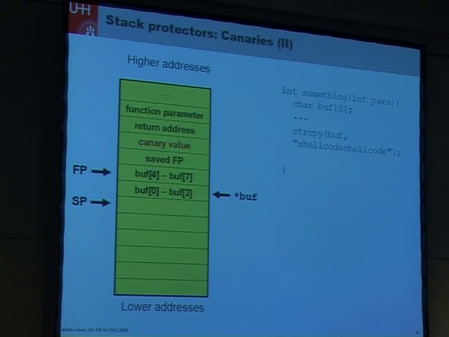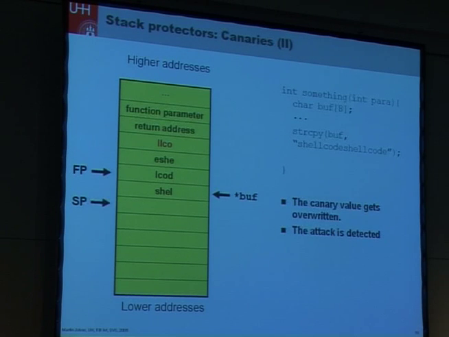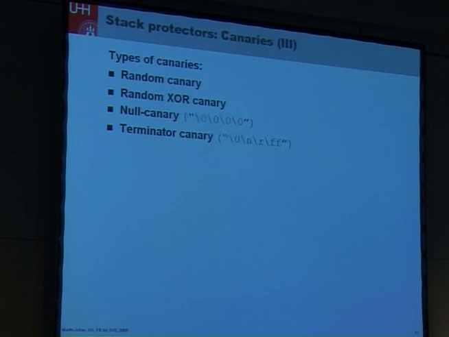And then we have the saved frame pointer and our vulnerable buffer. If somebody tries to copy a shellcode into our buffer and do a buffer overflow, the shellcode is written over the buffer boundaries, and is overwriting the canary value. When we return from this function, the function epilogue looks if the canary is still valid. If the canary is not the value we expect it to be, in this case it's LLCO, then an alert is produced and usually the program terminates. Yeah, canary gets overwritten, attack detected.